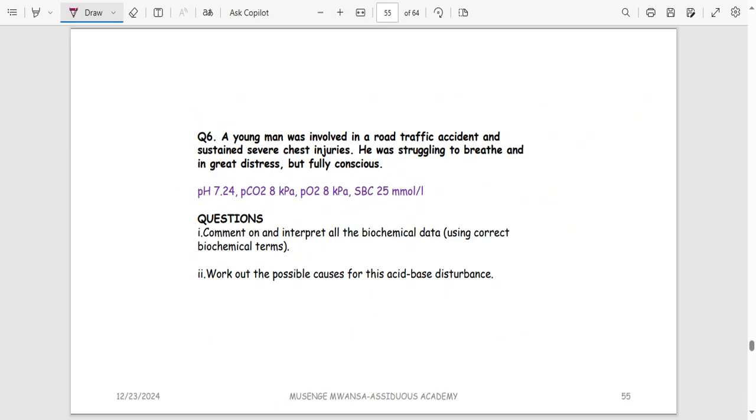And sustained severe chest injuries. He was struggling to breathe and in great distress, but fully conscious. You can see the pH is 7.24. So pH being low, this is acidosis. Carbon dioxide is 8. This is high. This is respiratory, isn't it? Because bicarbonate is also high, so this is the metabolic component. I mean, so this is respiratory acidosis with actually SBC is 25.